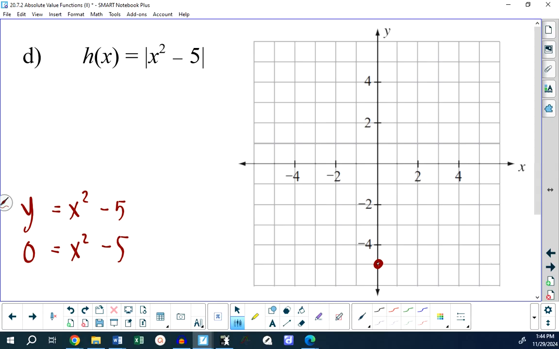We can calculate those numbers, but it doesn't matter. It's plus or minus root 5, which is approximately, for those of you that did calculate it, 2.22. So there are x-intercepts here, and this is negative root 5, and this is positive root 5. So let me ask you a question. Without sketching this graph of x squared minus 5, where are the absolute value signs not needed?